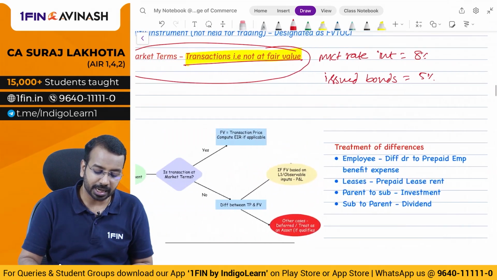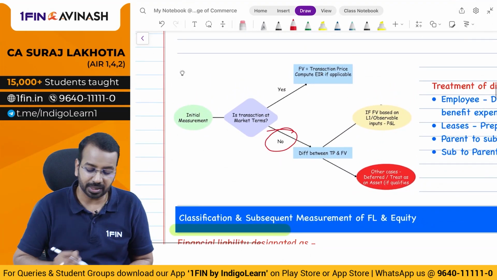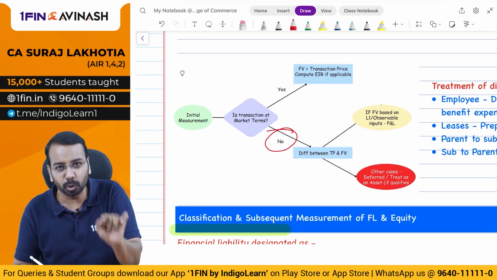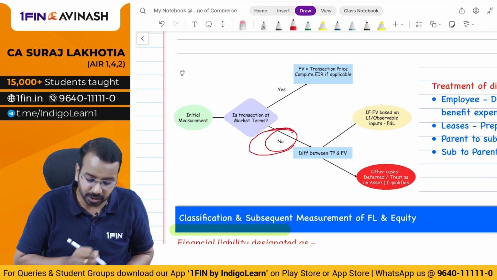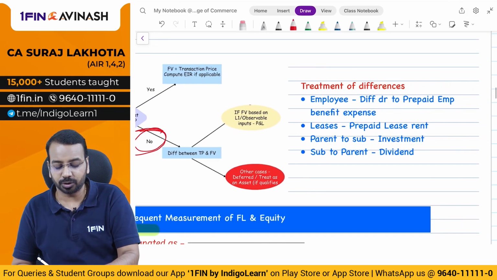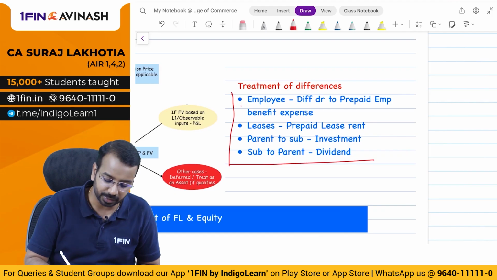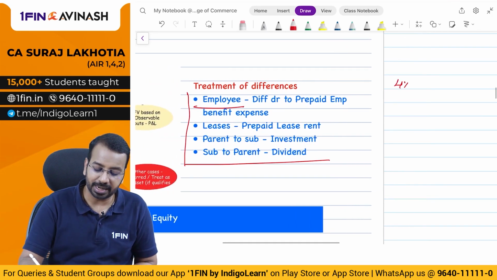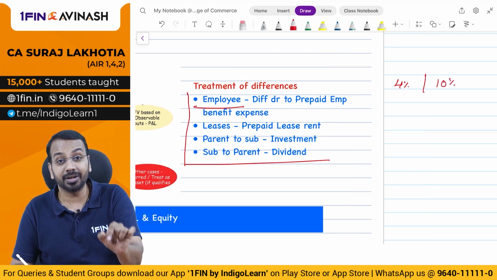So what the standard says, or what we need to understand, is that if the transaction is not happening at market terms, there is some other consideration flowing in because of the special relationship. If the market rate is 8% and we are giving at 4%, we need to check whether any of these relationships exist. Say for example, there is an employee. We have given the employee a loan at 4% versus a market rate of 10%, which means we are giving a lower rate of interest to the employee.